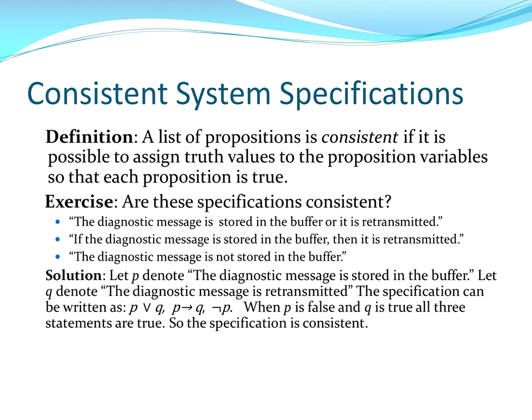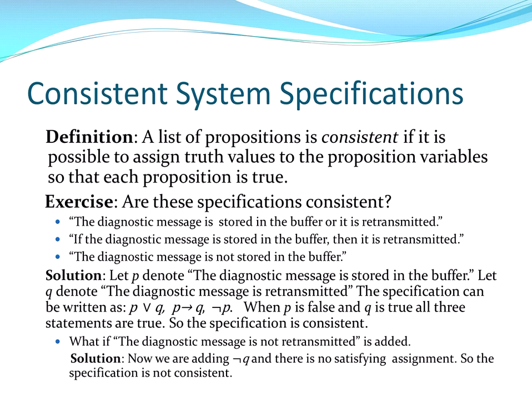All right, so what if we add a fourth specification? The diagnostic message is not retransmitted. Well, this is the negation of Q. And it turns out Q has to be true, but if we add this specification, Q has to be false. And so it turns out that when we add this specification, we create a set of inconsistent or non-consistent specifications. We'll show a truth table method for verifying or analyzing this in the next video.